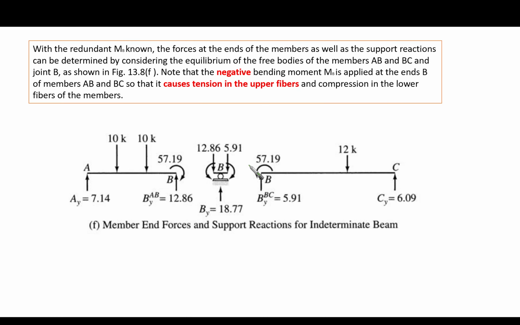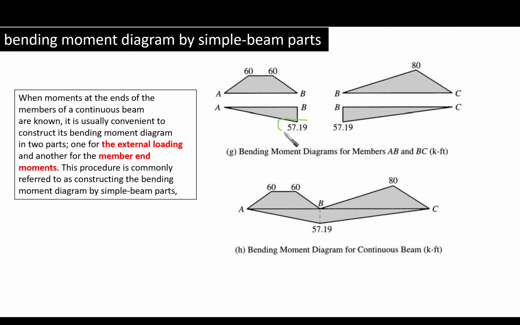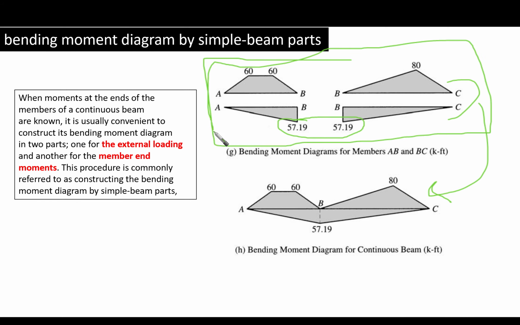If you go back, it is here and here. They are the same. And as you can see, they are the same magnitude here. Then we just put them together, adding them and superimposing them together. You can leave it like this. I would accept it in this form, no problem. So this is what we call the simple beam parts.